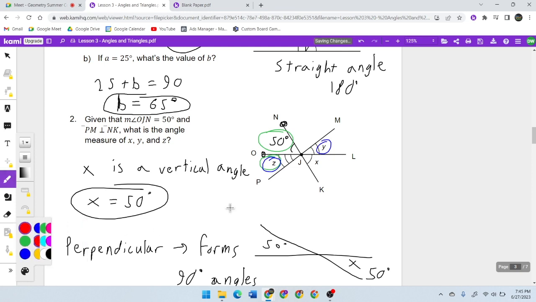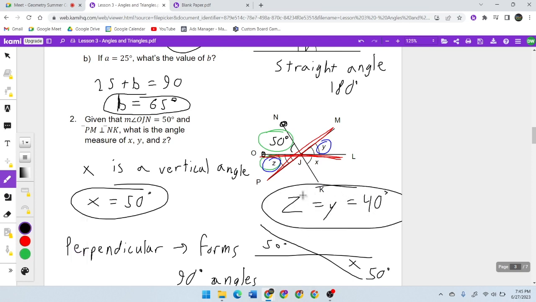And why are they vertical? Because again, let me highlight these in red between z and y. And you'll see that they are intersecting. That means because they're intersecting and they're on opposite sides, they are vertical, which makes them congruent, which basically means they're equal. Basically what I'm saying is z must equal y, which was 40 degrees, so that's what z is. Any questions on x, y, or z for this problem?